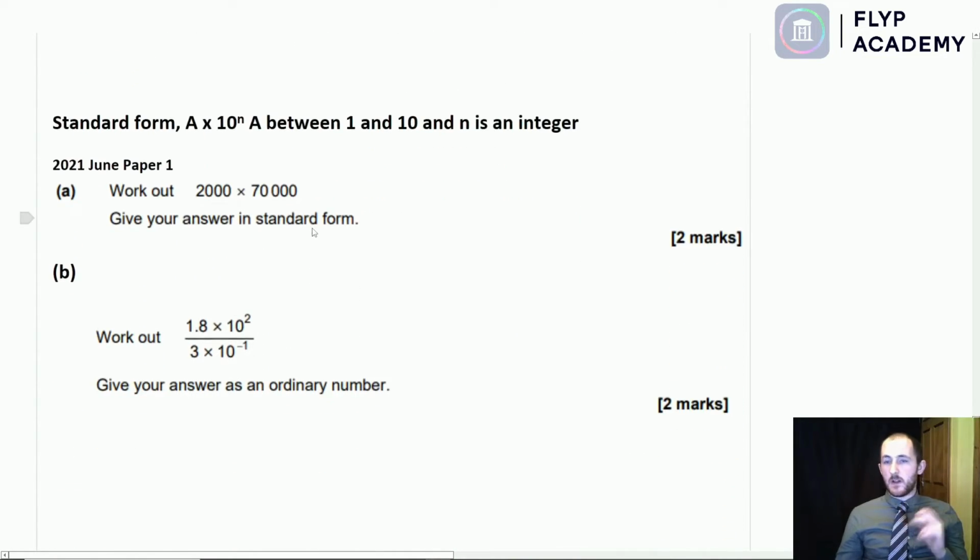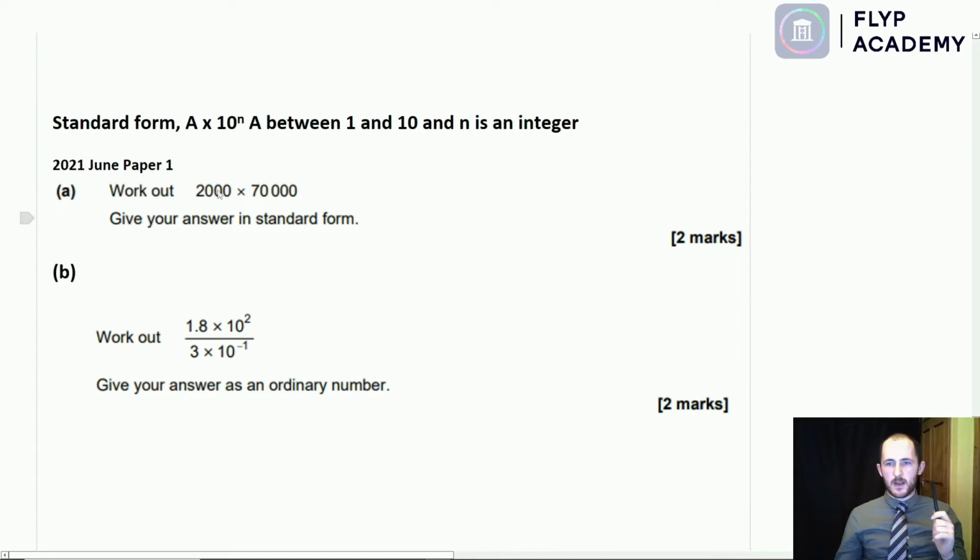Next bit, hugely important topic, especially if you want to do any sciences in the future or anything with big numbers. So what they expect you to know is that standard form, which is a times 10 to the power of n. A has to be between 1 and 10. Okay? So 1, 2, 3, 4, 5, 6, 7, 8, and 9. That's it. And n is just some integer.